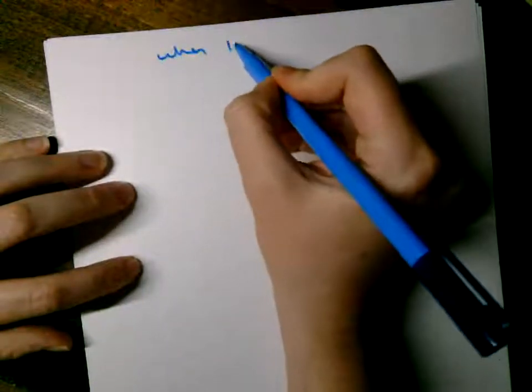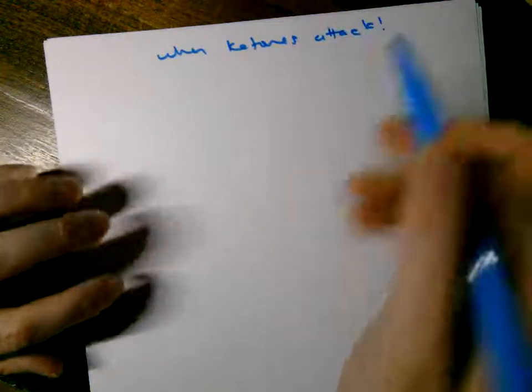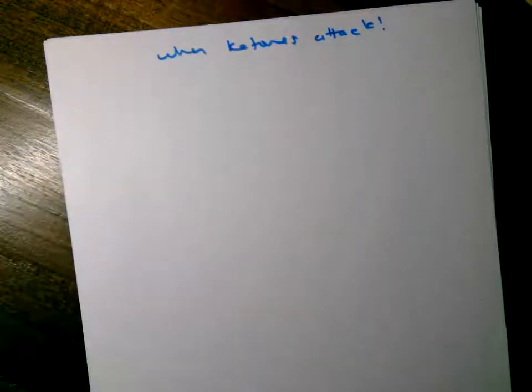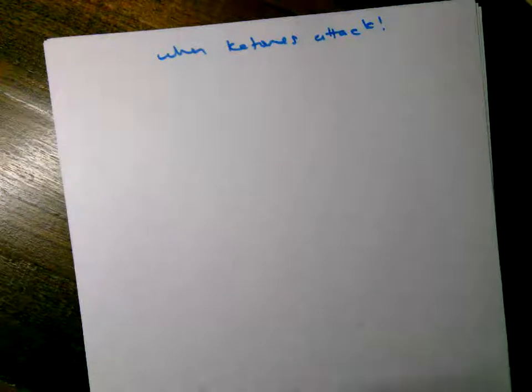And this is all about, this is when ketones attack. That's what I'm going to call it. When ketones attack. So we've learned a lot about what happens when ketones get attacked or when carbonyls get attacked, but we have not talked at all about them being able to act as a nucleophile. So that's what this chapter is all about.